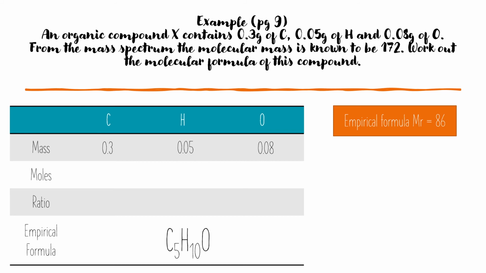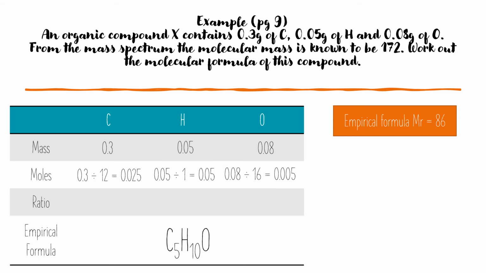So the next step is to calculate the moles. Take this mass and divide it by the AR of the element. So the moles of carbon is 0.3 divided by 12, and that gets you 0.025. For hydrogen, it's 0.05 divided by 1, gets you 0.05, and then 0.08 for oxygen divided by 16 gets us 0.005. Now remember, to calculate our ratio, we divide these moles through by the smallest mole number there.